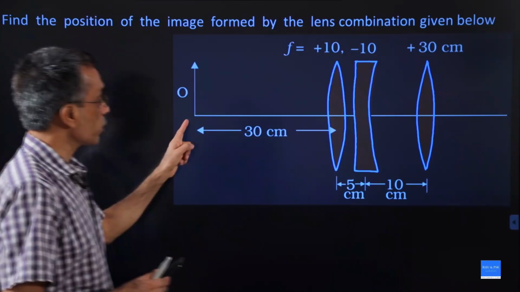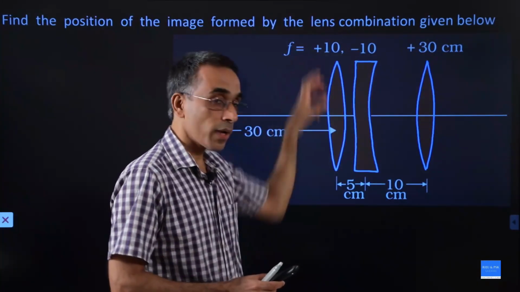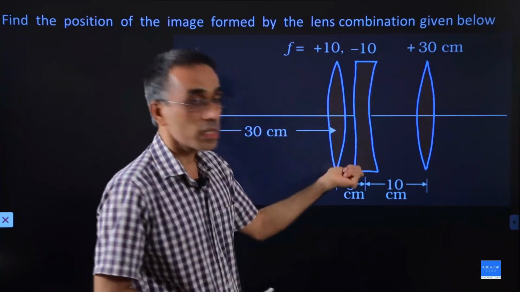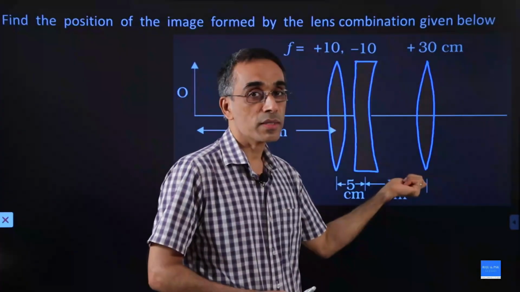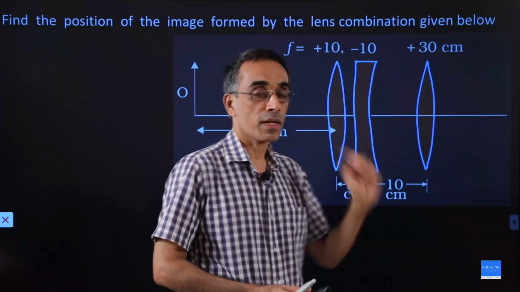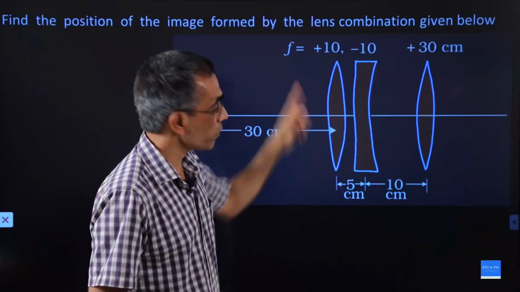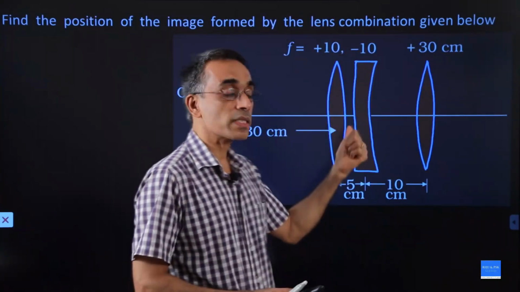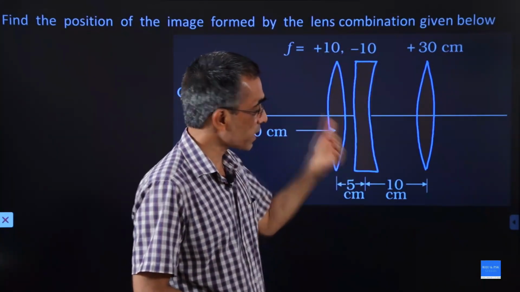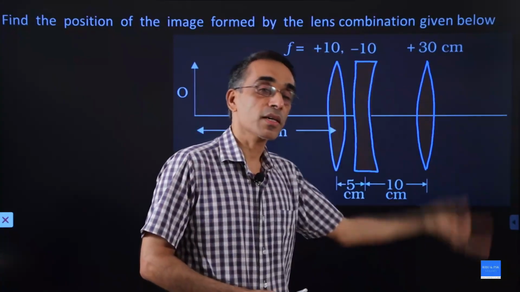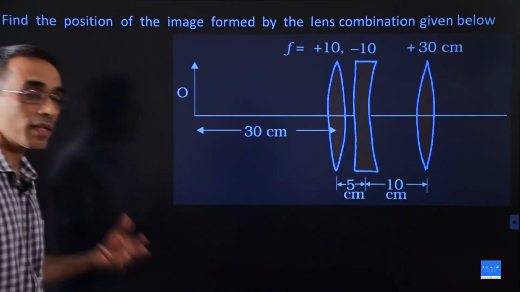What happens? Light will come from the object, it will undergo refraction in the first lens, then refraction in the second lens, then refraction in the third lens, and you get an image. Now, the image of the first lens will be the object for the second lens. The image of the second lens will be the object for the third lens. So we have to deal with each lens separately.